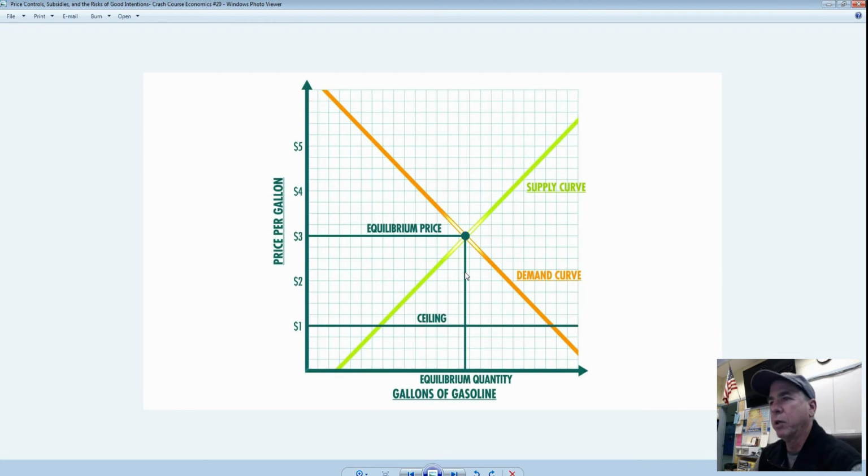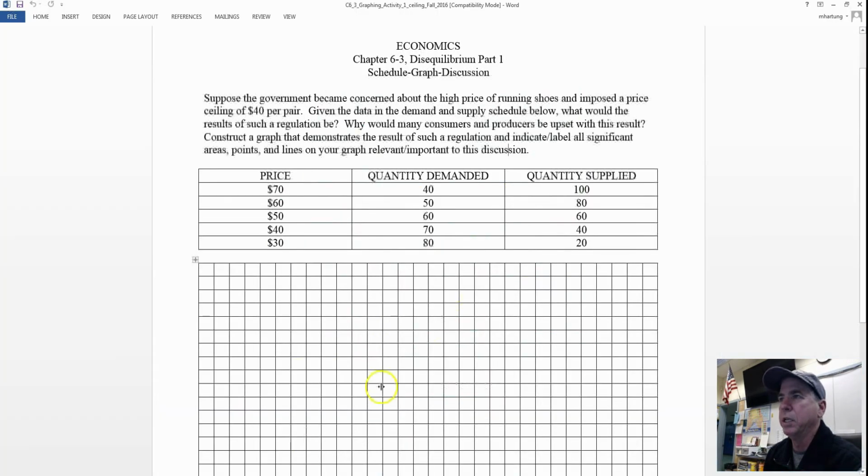So next up, you are going to create your own supply and demand curve showing the equilibrium price and indicating a price ceiling. You can grab that off of Google Classroom. It's going to look like this. Disequilibrium, schedule, graph, and discussion.